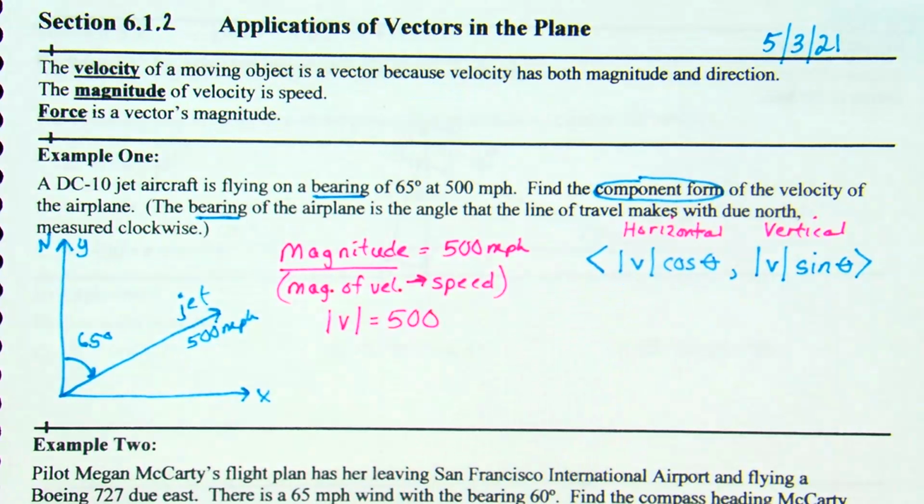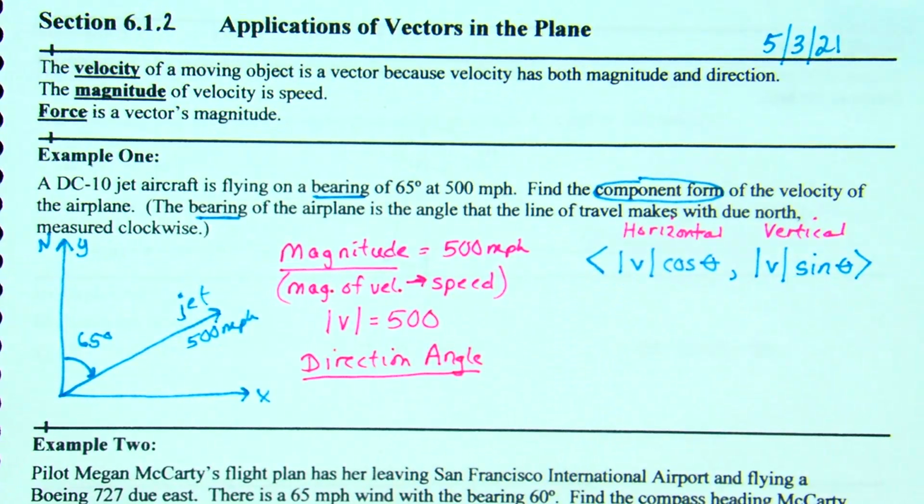What? We have to know our theta. Okay, so it's officially called the direction angle. Now, when we talk about direction angle, when we put an angle in with sine or cosine, we need to go back and think about the unit circle.